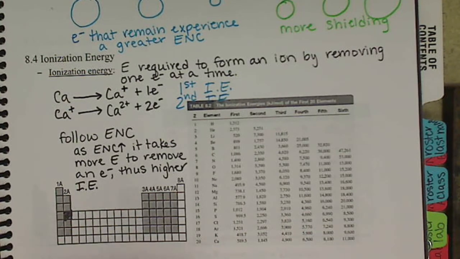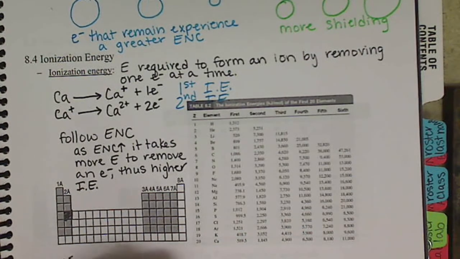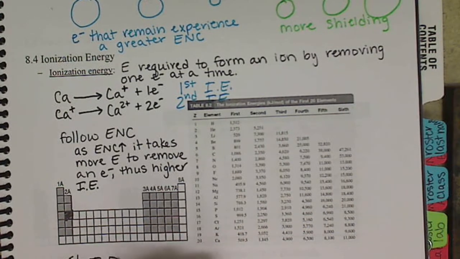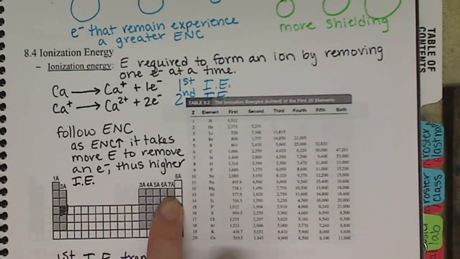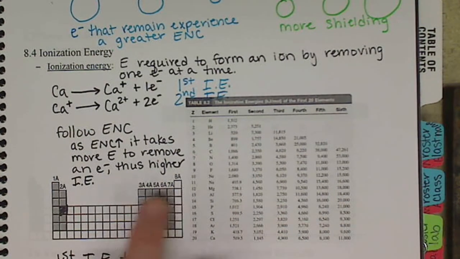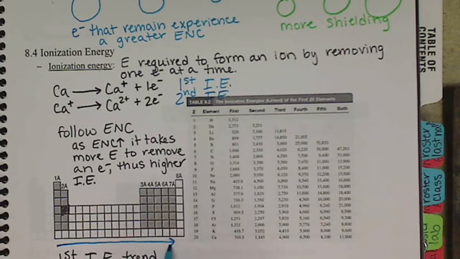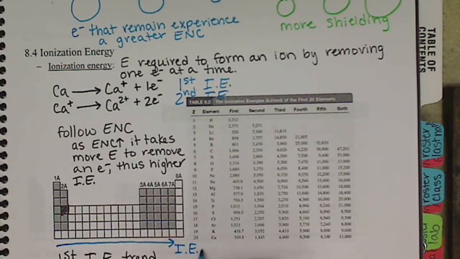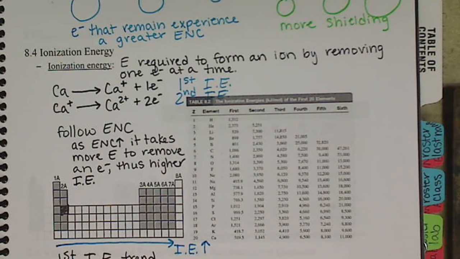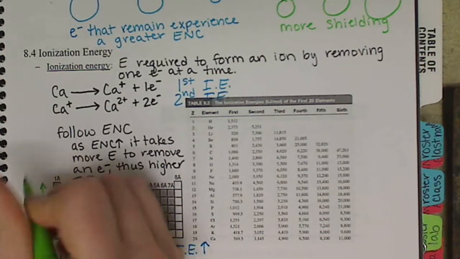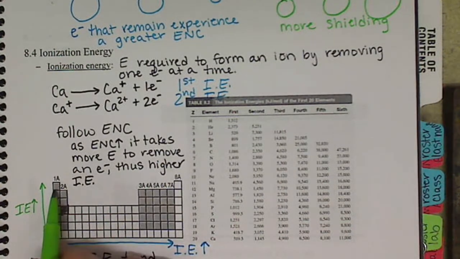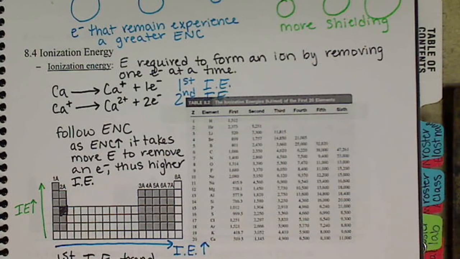So for the trend for our first ionization energy, as we go from left to right, effective nuclear charge increases, because we have more protons. So our ionization energy is going to increase as we go across. And our ionization energy increases as we go up, because our electrons are closer to the nucleus, so they feel a greater pull.